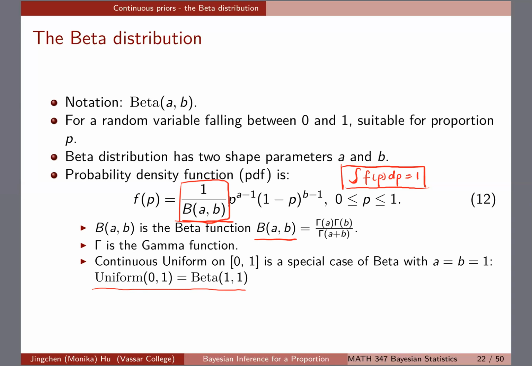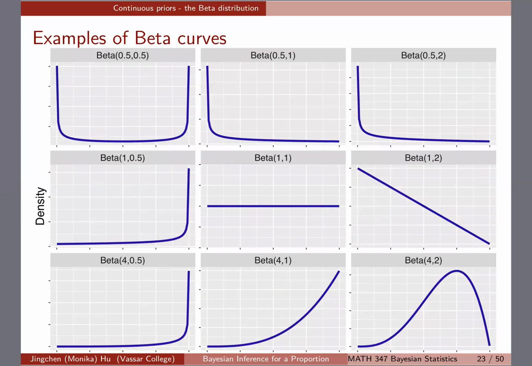Okay. So last time we also showed you all 9 different curves here. And you see that they all have different shape parameters. So 0.5, 0.5 for the first one. And this is the beta(1, 1), which is the uniform. So yes, all of this is between 0 and 1. And for this one the density is at 1 over here.